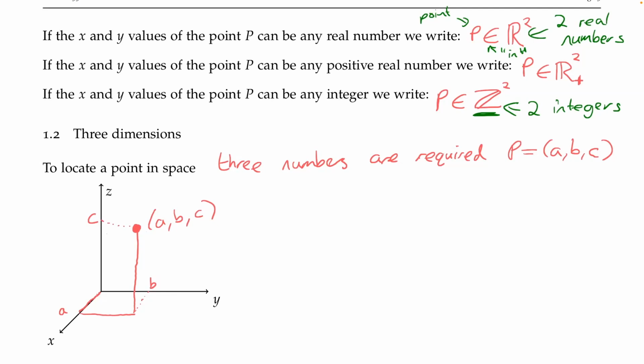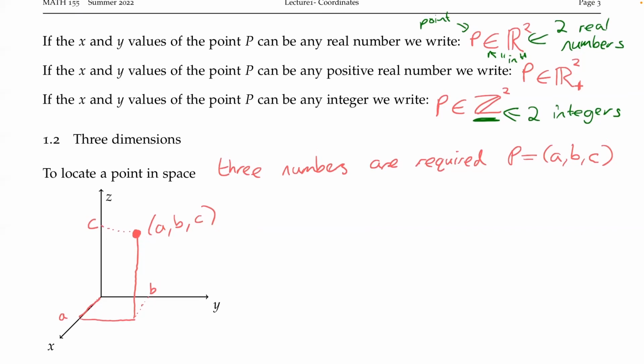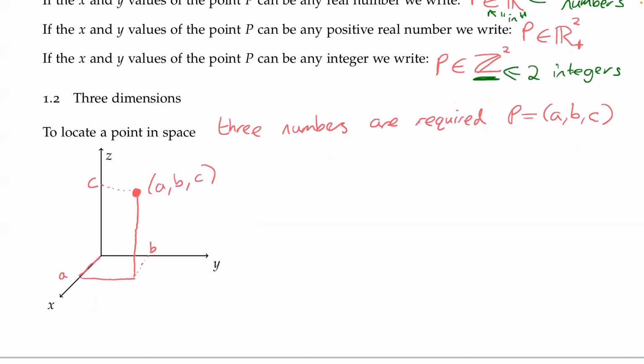So this one at the top, P is in, that little almost E-like symbol means in. P is in the real numbers with dimension 2. So there's 2 real numbers there.